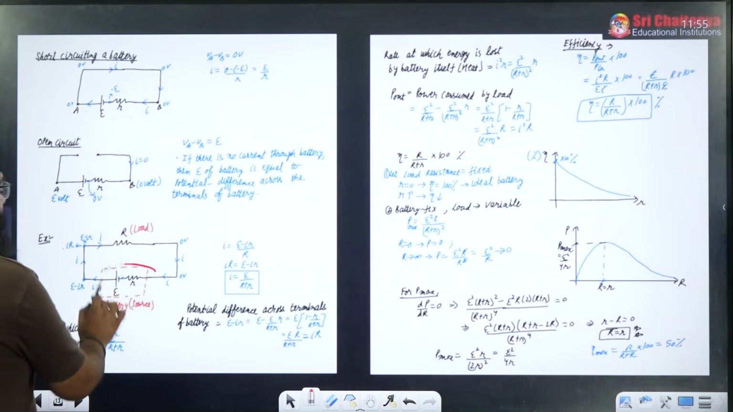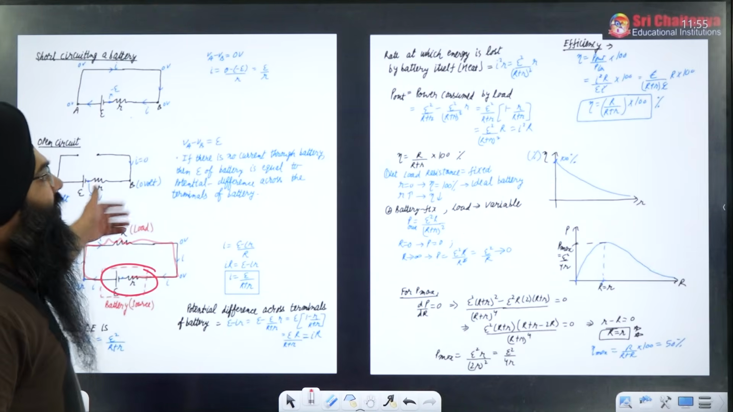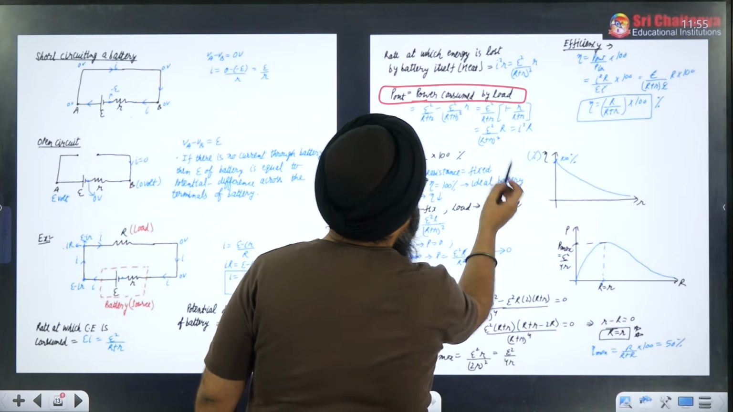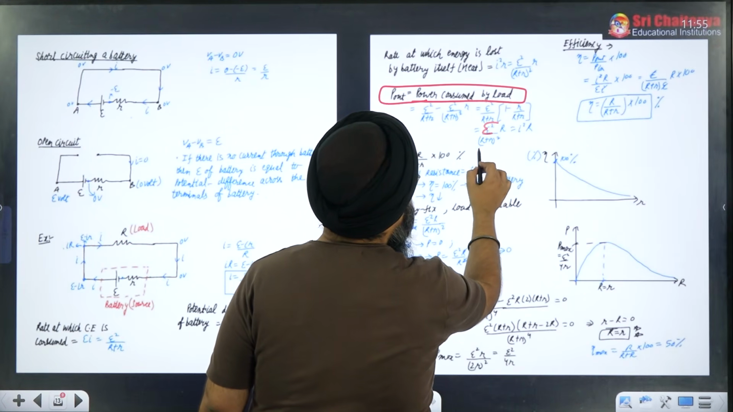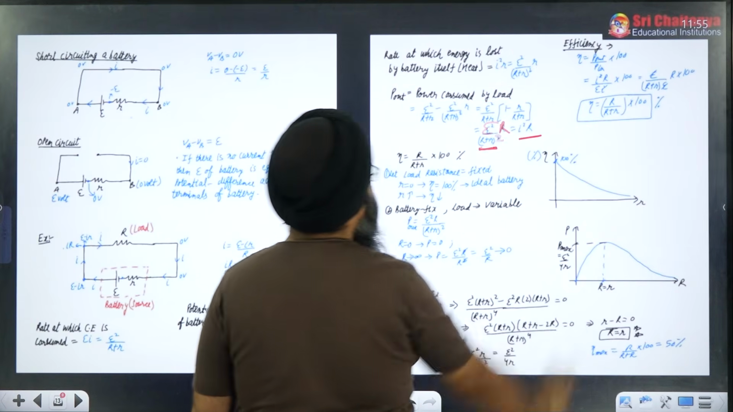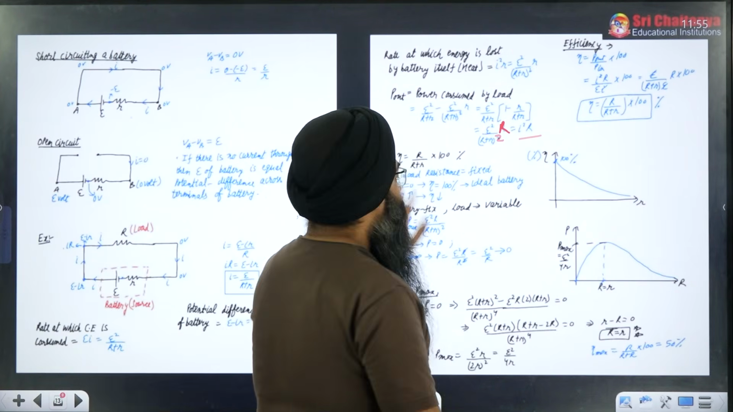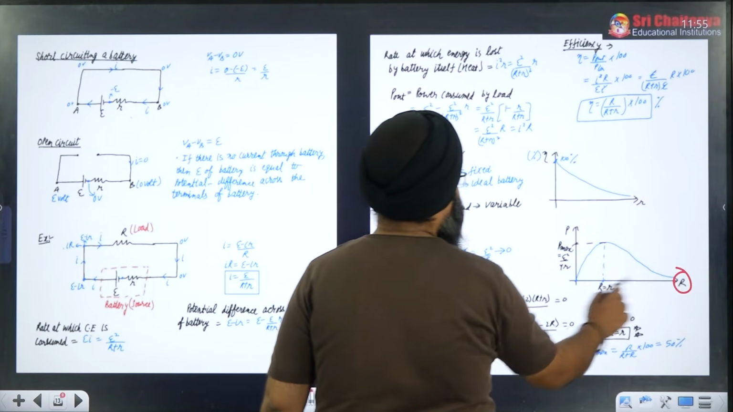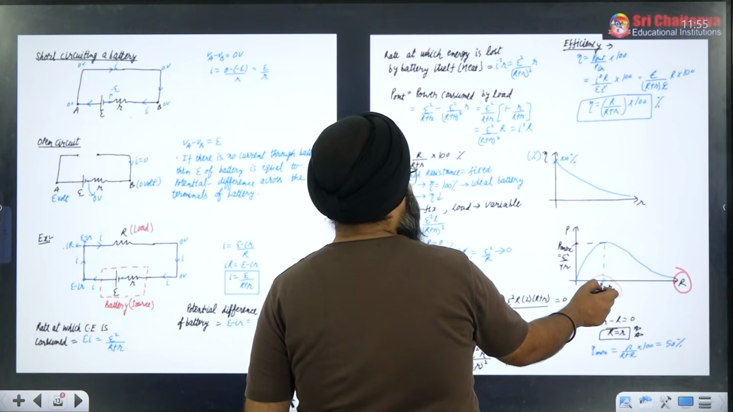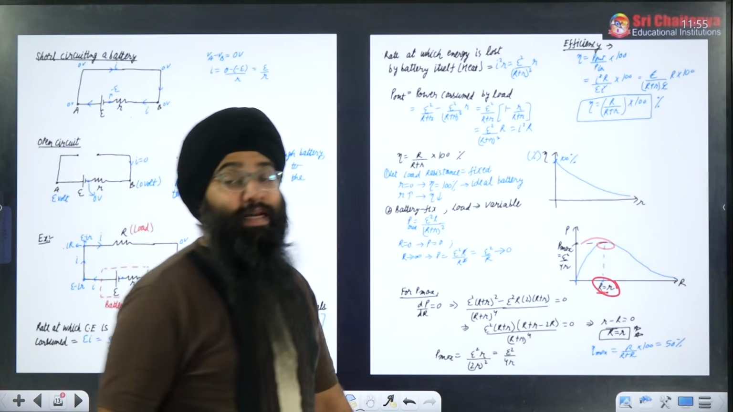Now, if I connect the battery with an external resistance capital R, then what will be the power delivered to the load, or power consumed by the load? The power consumed by the load will be equal to E square divided by (capital R plus small r) whole square, into capital R, that is I square into capital R. Now if you draw the graph of power versus capital R, you will see that at a particular resistance, when the external resistance of the circuit becomes equal to the internal resistance, the power consumed by the load is maximum.